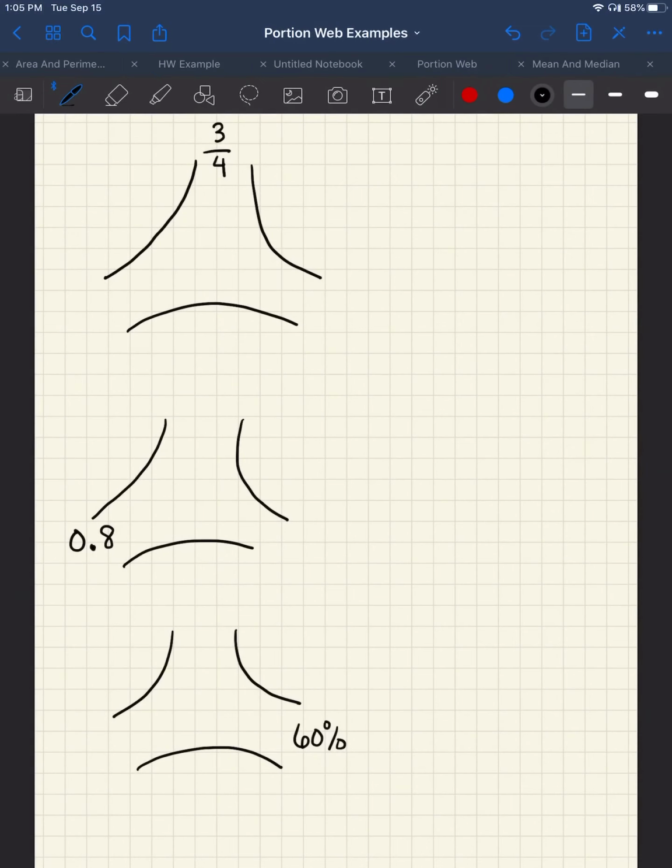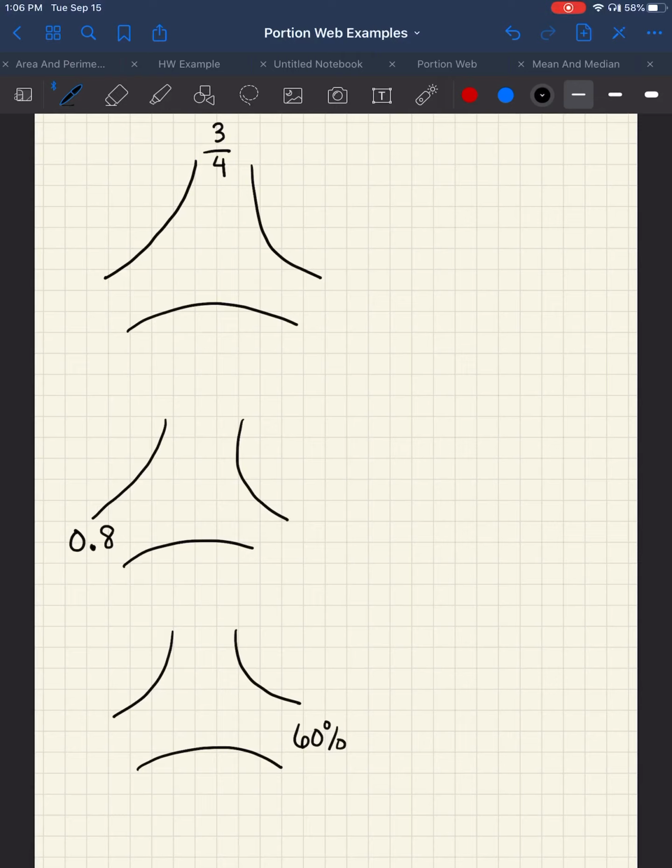Okay, we have some examples of portion web problems today. These are not new notes. This is just a follow-up in case you need help with this. If you don't know how to convert fraction, decimal, percent, then you would look up that page in your toolkit.